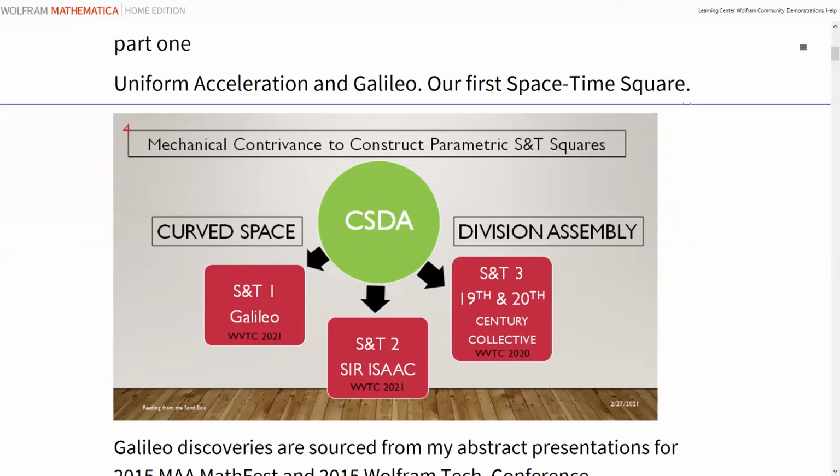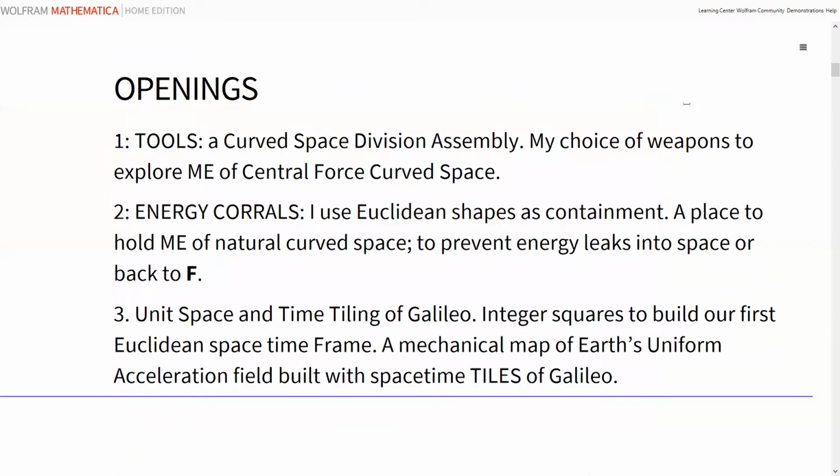I will be speaking about tools: a curve space division assembly, my choice of weapons to explore the mechanical energy of central force curve space, energy corrals. I use Euclidean shapes as containment, a place to hold the mechanical energy of natural curve space to prevent energy leaks into space or back to F.